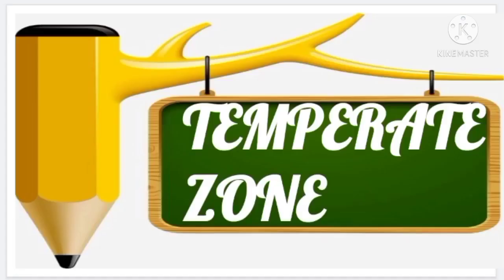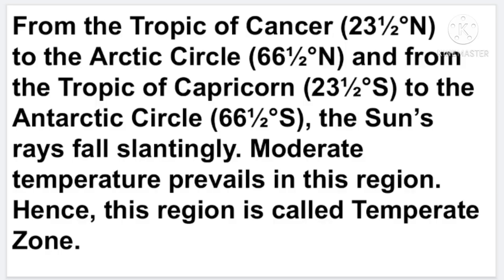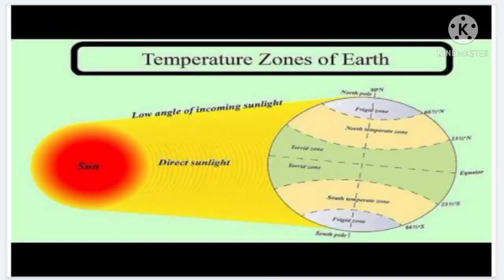Now let's see what is meant by temperate zone. From the Tropic of Cancer 23.5 degrees north to the Arctic Circle 66.5 degrees north, and from the Tropic of Capricorn 23.5 degrees south to the Antarctic Circle 66.5 degrees south, the sun's rays fall slantingly. Moderate temperature prevails in this region. Hence, this region is called temperate region.